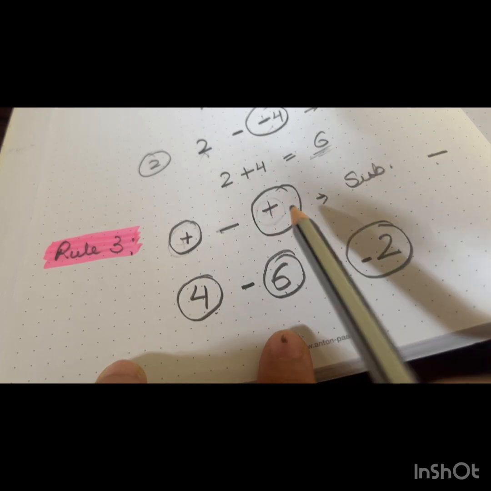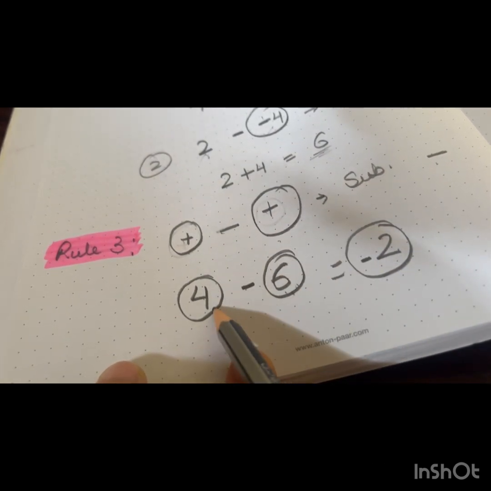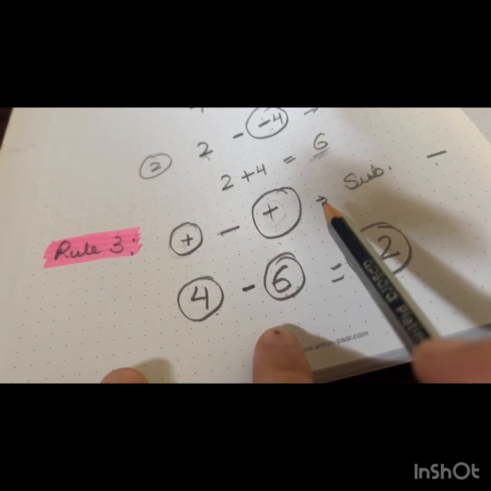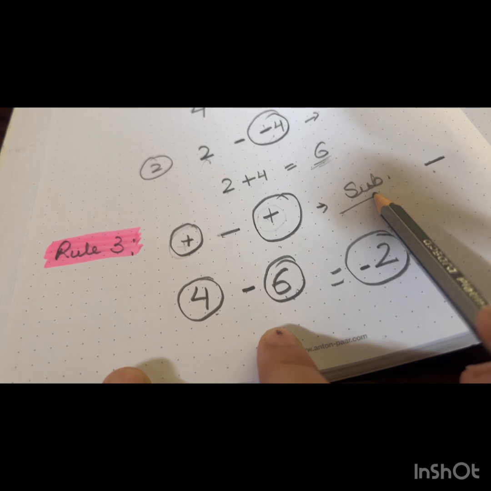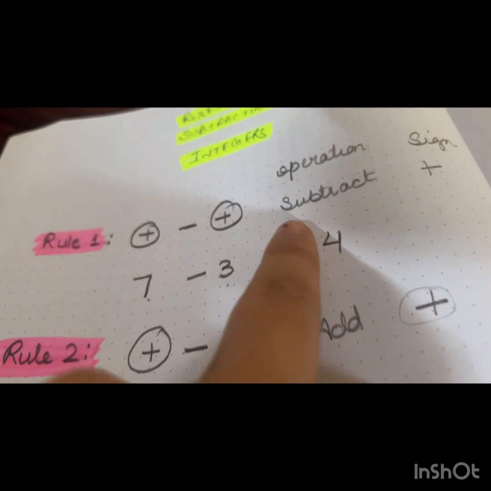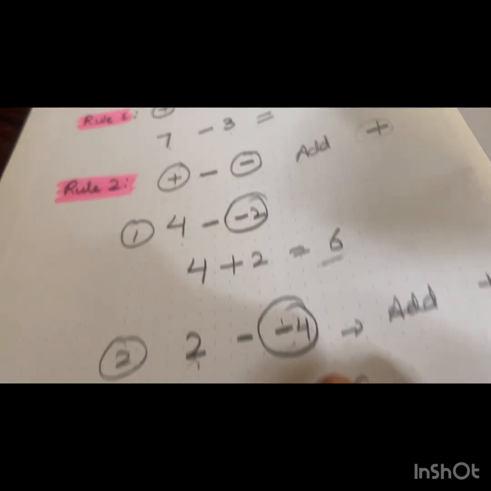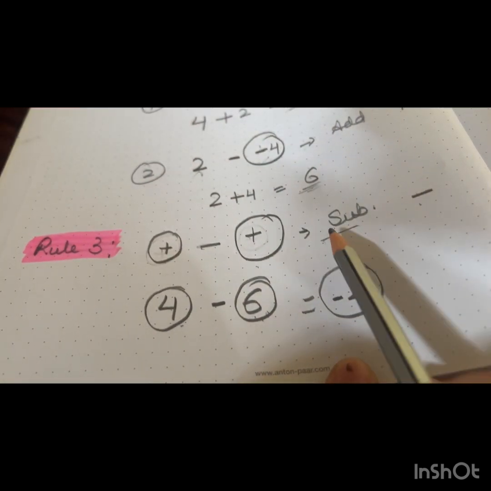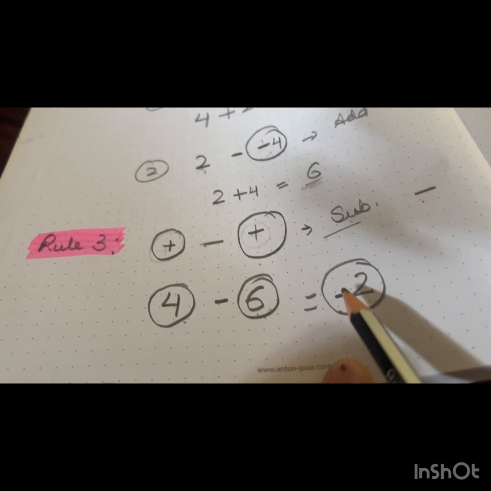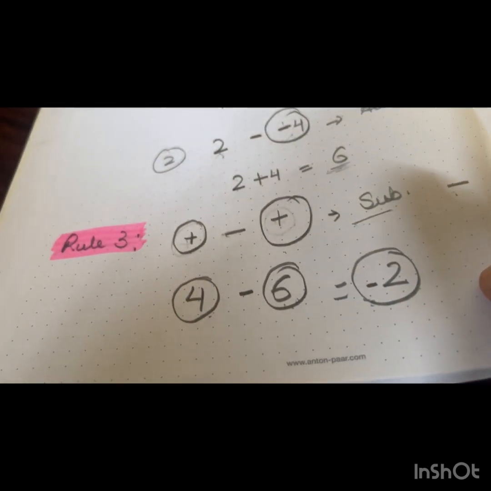Again, I am repeating. If the second positive integer is bigger than the first positive integer, when we are subtracting them, we are going to subtract them. Unlike rule number 1, where we subtracted them and the sign was positive, here again we are going to subtract them, but the sign will be negative. The sign will be minus. The answer will be minus 2. So this is rule number 3.